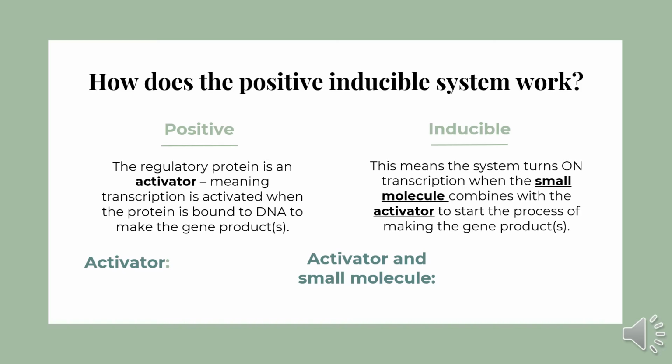Well, positive control refers to the regulatory protein being the activator, which means that when the protein binds to DNA, transcription is turned on to make the gene product or products. Inducible control refers to transcription being turned on after the small molecule, known as the effector, combines with the activator to activate it, and the product of the two bind to DNA.